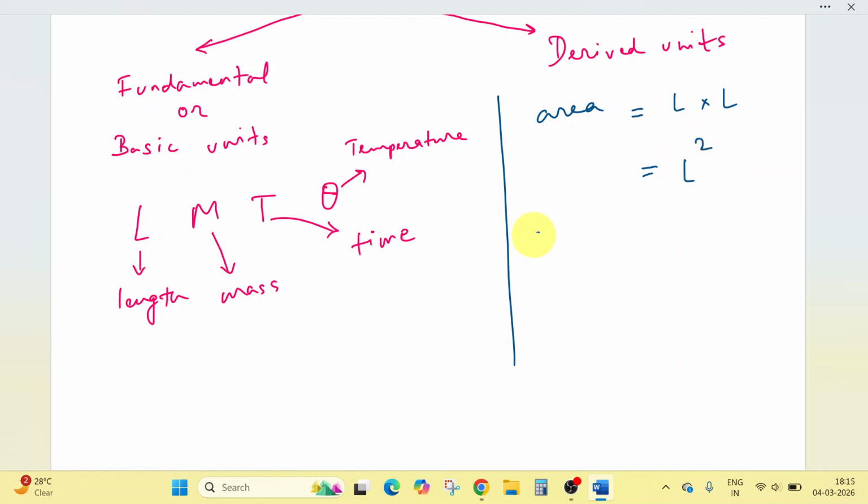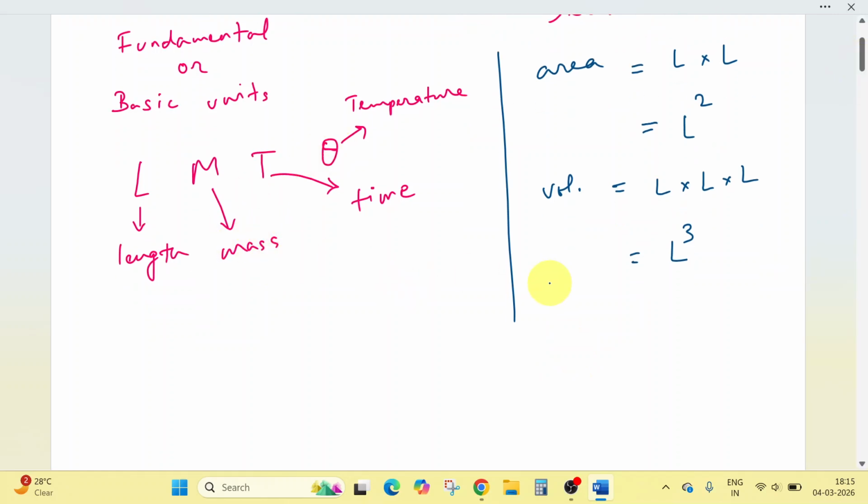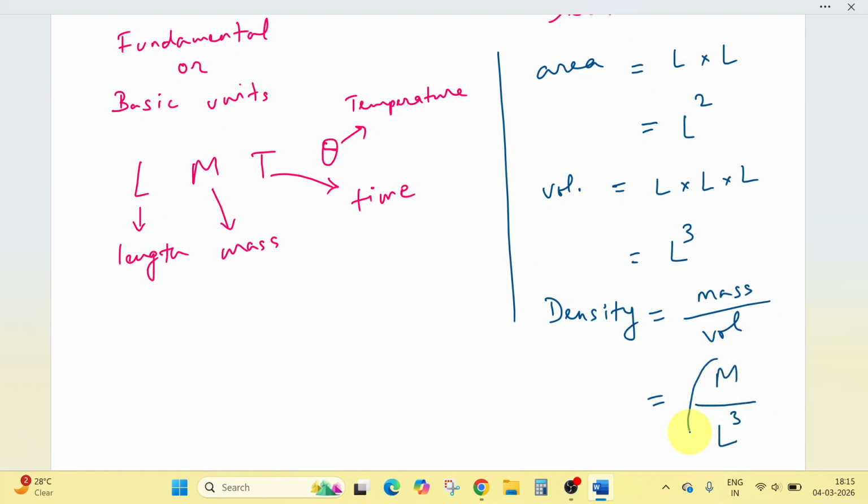Okay. If I talk about volume, volume means what? L into L into L. So it is L cube. Okay. Now mass is a fundamental unit, but is density fundamental? No. Density is a derived unit. Density is what? Mass by volume. Mass is capital M, volume is L cube. So you see the entire thing is a derived unit, right?